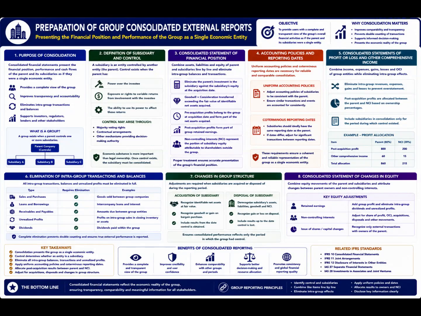The preparation of group consolidated external reports is a fundamental area of IFRS accounting standards because many modern organizations operate through groups of companies rather than as single entities. A group exists when a parent company controls one or more subsidiaries. Consolidated financial statements are prepared to present the financial position, performance, and cash flows of the parent and its subsidiaries as if they were a single economic entity.